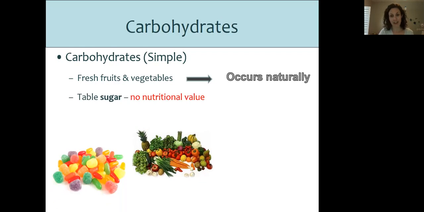So table sugar. This has no nutritional value, despite the fact that it's very, very tasty.